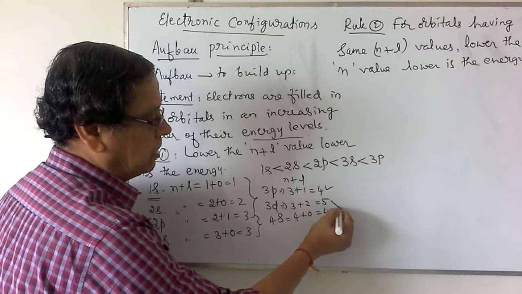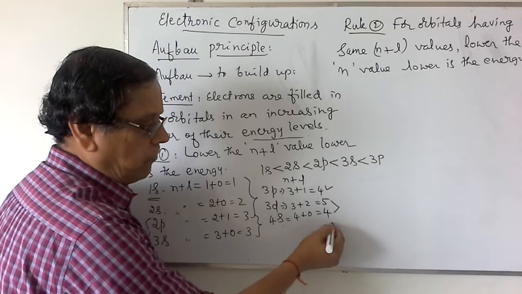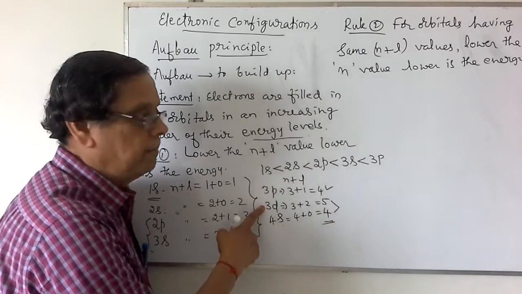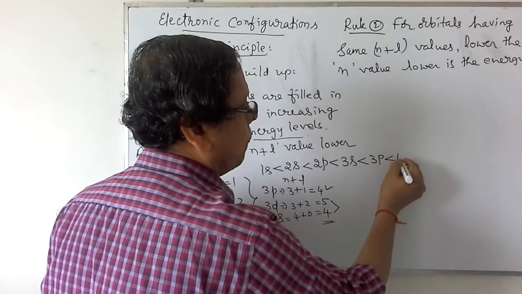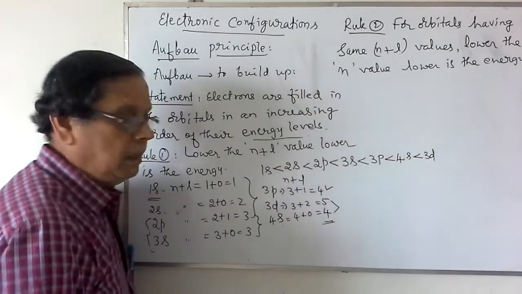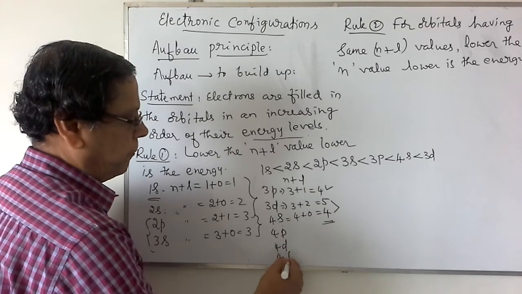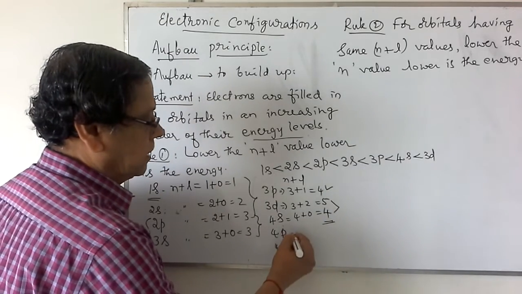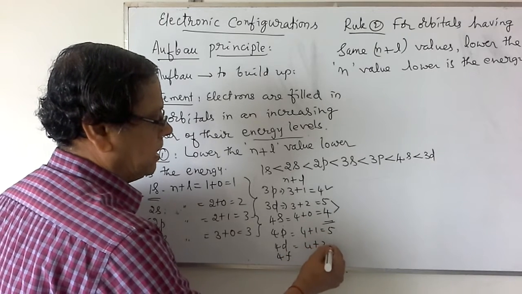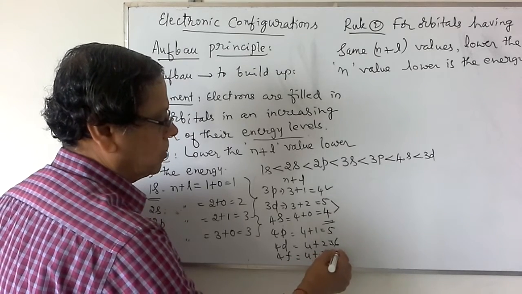But when you compare 3d and 4s, the 4s orbital has the lower n plus L value as compared to 3d. Therefore, we write this as 4s, then 3d. Similarly, we write 4p, 4d, 4f. So 4 plus 1 is equal to 5, 4 plus 2 is equal to 6, and 4 plus 3 is equal to 7.